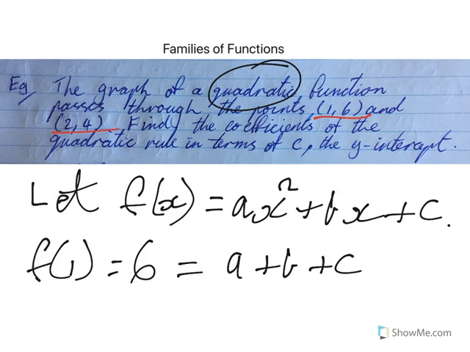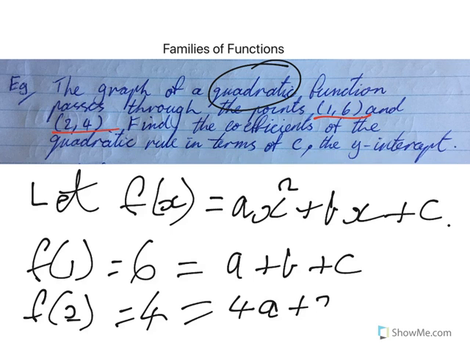The other point that we've got is when x is 2, and we're told that the answer is 4, and we put in x is 2, so we get 4a plus 2b plus c. So normally, as we know, if we're going to solve simultaneously and get answers for those a, b and c, we would need 3 equations, but in this case we've only got 2. We still solve them simultaneously. You can do this on your calculator.